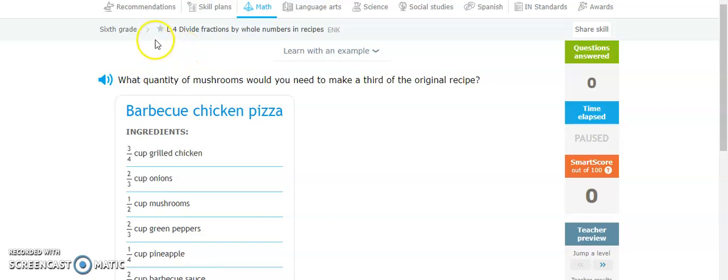Hey, sixth grade. So today we're going to do L4. We're going to be dividing fractions by whole numbers in recipes, shortcut ENK.